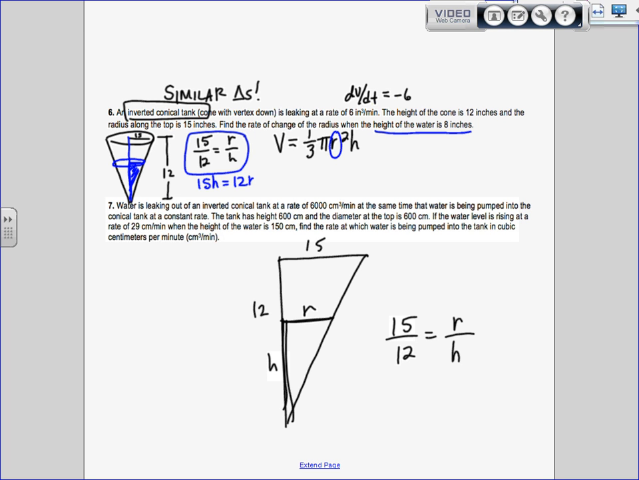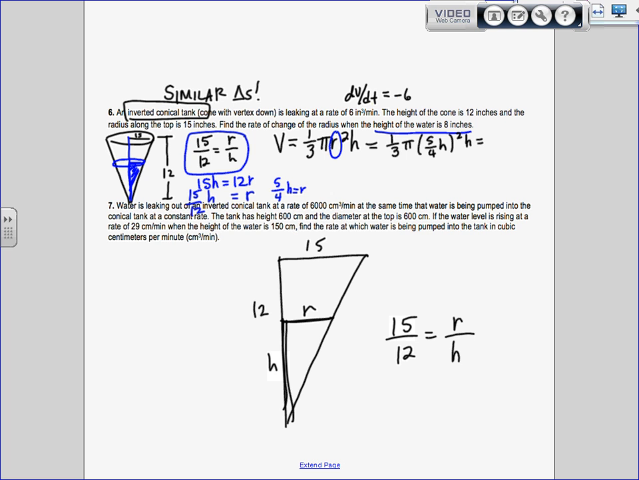So I'm going to replace this r with something in terms of h. Do you see it? r is equal to what? 15h over 12, and 15 over 12 reduces down. Dividing by 3 on the top and the bottom, you get 5 over 4, h equals r. So I plug in: 1/3 pi, 5 over 4 h, squared, times h.